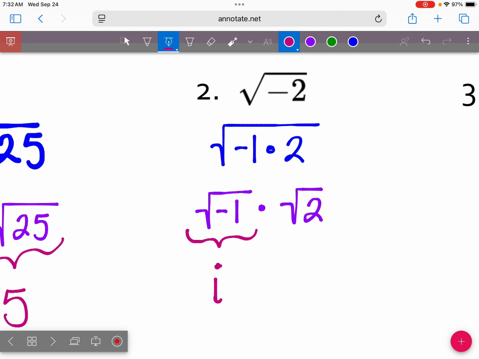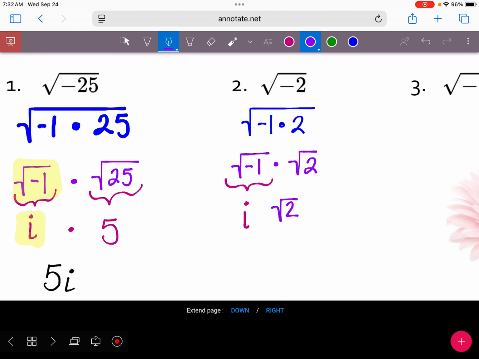100%. Can we simplify the square root of 2? Are there any perfect squares that I could divide 2 by? I mean, technically 1, but that doesn't help us at all. So this is just going to stay the square root of 2. It doesn't simplify at all. So that's actually our answer. I'm just going to rewrite it: I square root of 2.